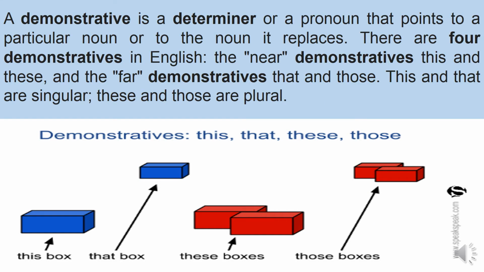The next one is demonstratives. They point out a particular noun. There are 4 demonstratives in English: the near demonstratives, this and these, and the far demonstratives, that and those. This and that are singular, these and those are plural. So this pictorial representation will tell you if it is nearby and singular we use this. If it is far and singular we use that. If it is close or nearby, it is these for plural, and if it is far away but still can be seen, it is those.